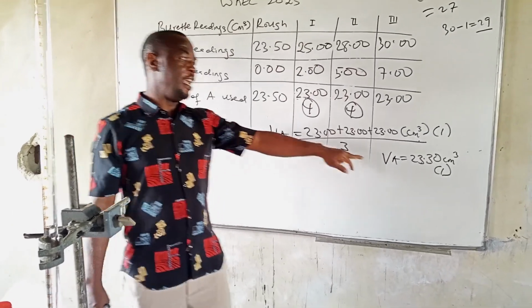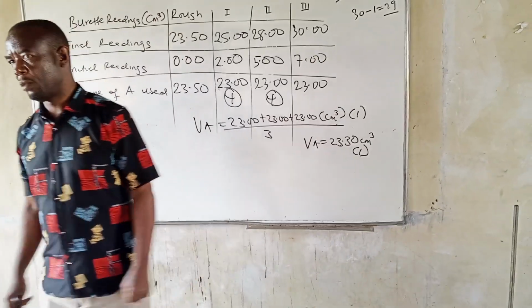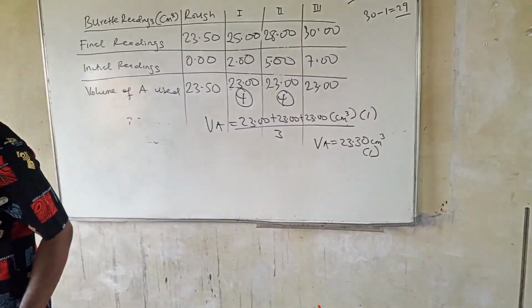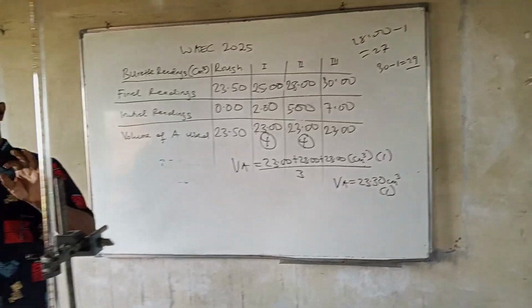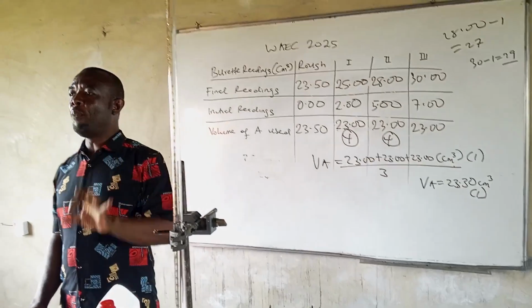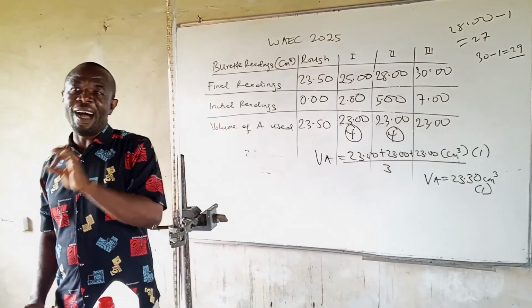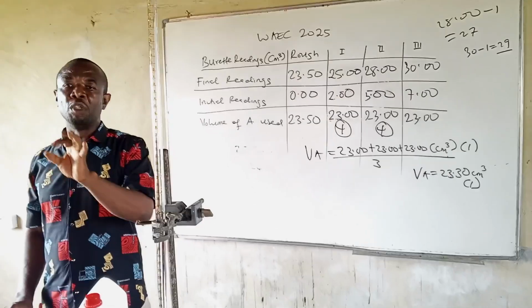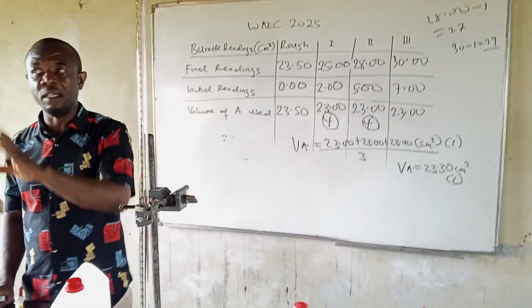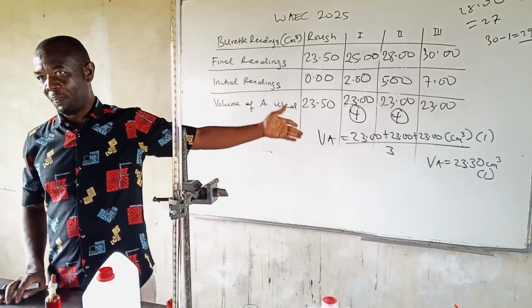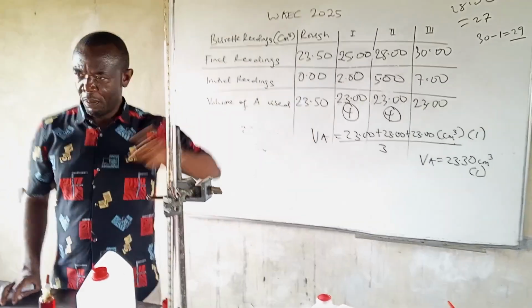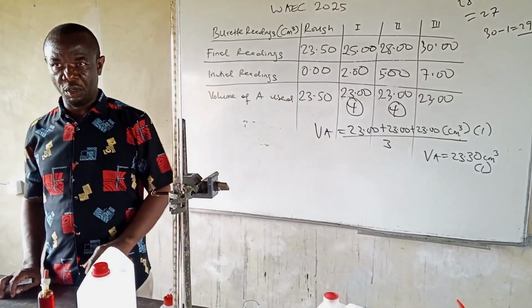Now this VA is what we call the end point. That VA is what we call what? The end point. The end point means the volume of the acid required to neutralize 25 CM cube of the base. That's the end point for this particular experiment we are doing, 23.30.